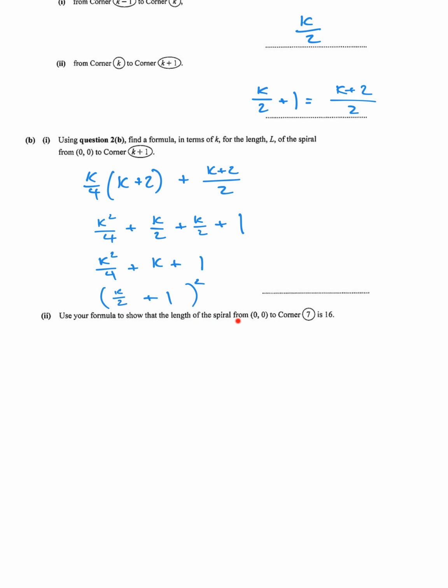Use your formula to show that the length of the spiral from 0, 0 to corner 7 is 16. Now, corner 7, we need to give it this context, is k plus 1. So k plus 1 is 7, k is 6. And I'd write that down. Again, communication. K plus 1 is 7. Therefore, k is equal to 6. So I'm going to do 6 over 2 plus 1 all squared. 6 over 2 is 3 plus 1, 4 squared, which is 16. Marvellous. That's what I wanted. Fantastic. A little celebration for myself in my examination. Let's move on.